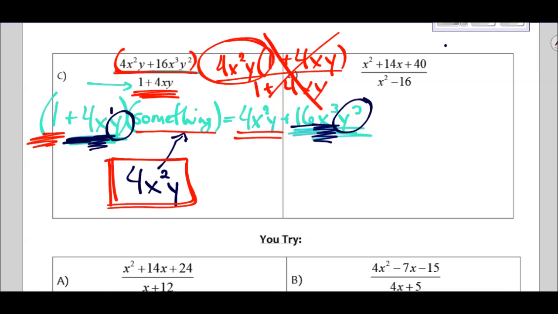It happens to be the greatest common factor. It doesn't always happen to be the greatest common factor. Sometimes it's just anything that you can factor out to make these factors the same and cancel out.